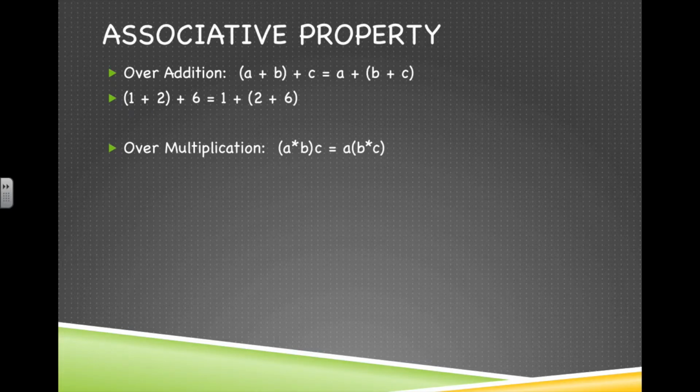We also have the associative property over multiplication. The quantity of the number A times B times C is the same as A times the quantity B times C. And here's an example. You have 21 times 5, which is 105, and you have 7 times 15, which is also 105.